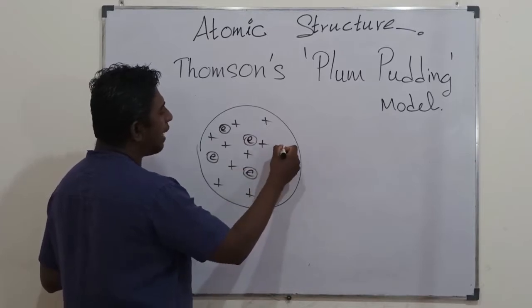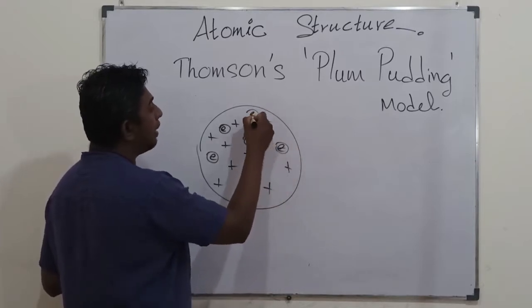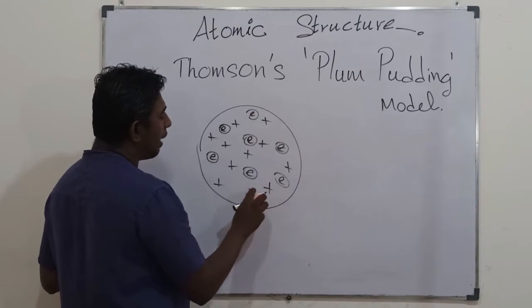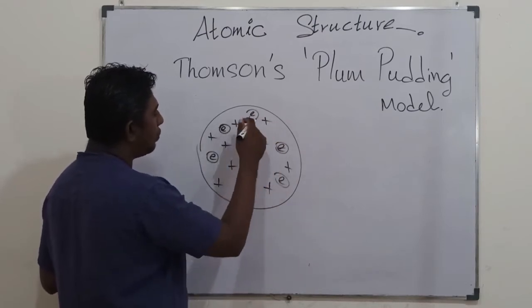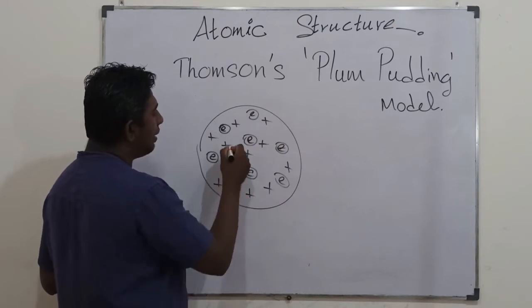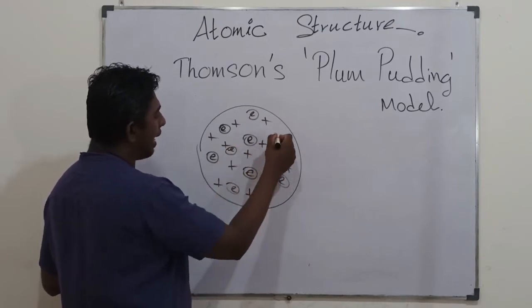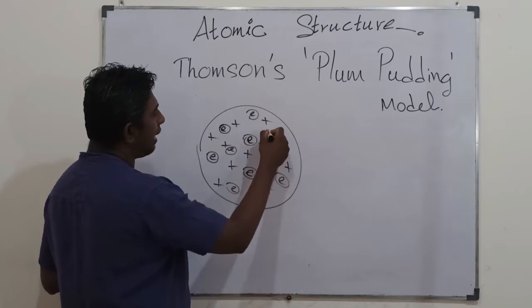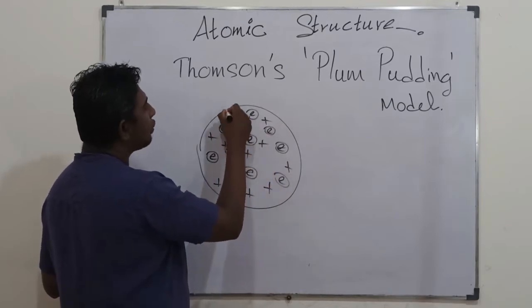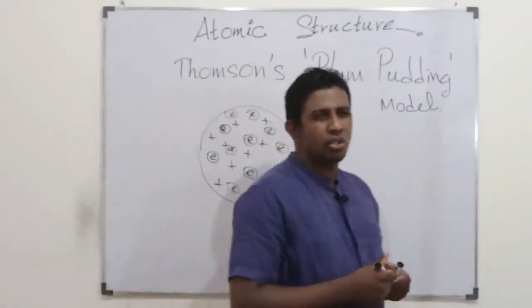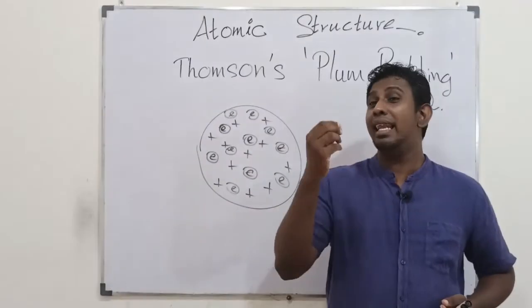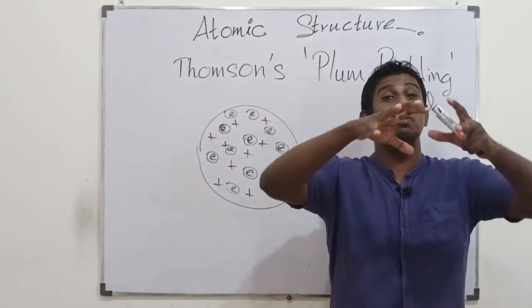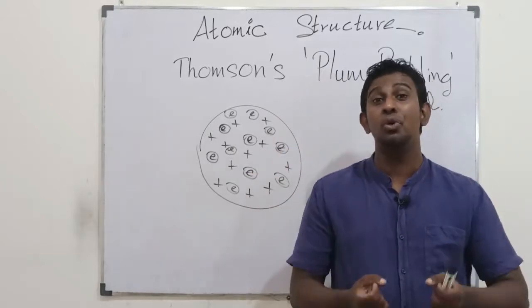So it's like you find plums in a pudding. It's 1, 2, 3, 4, 5, 6, 7, 8, 9, 10, 11. So you have 11 electrons there. That's what he presented, students: an atom having electrons immersed in a positively charged globe.